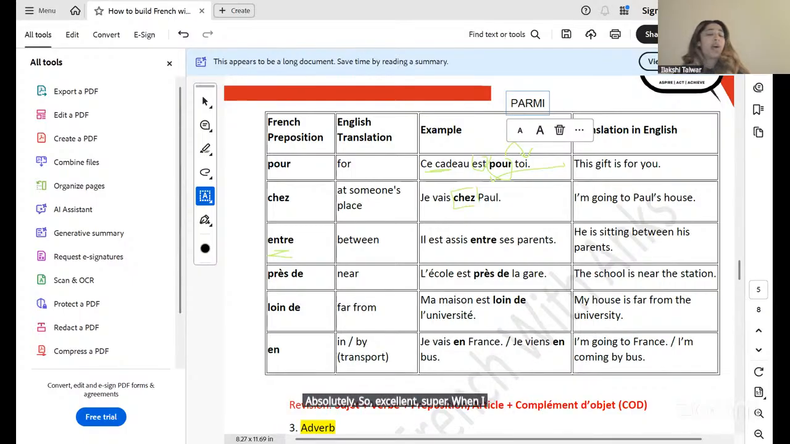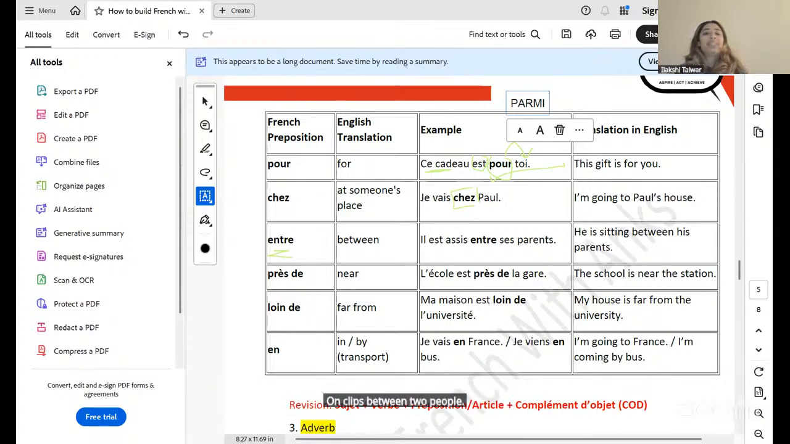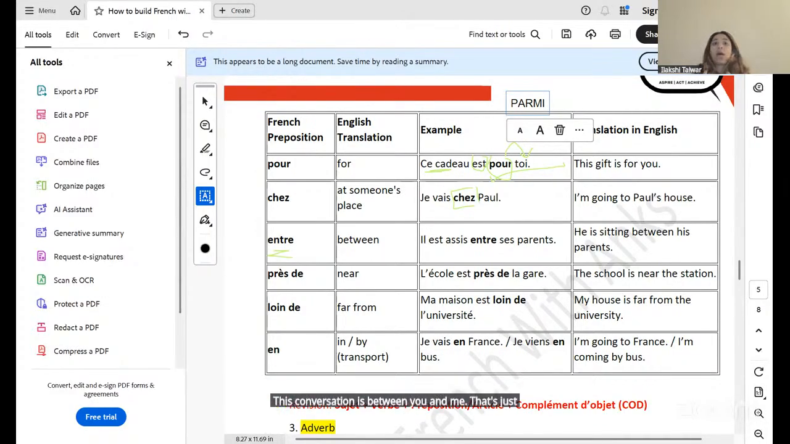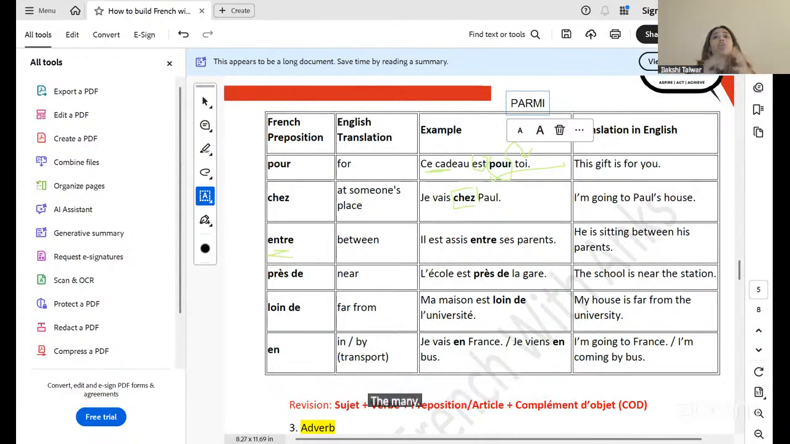And I was absolutely bang on in terms of explanation also. Entre is between two people. For example, I say cette conversation est entre toi et moi. This conversation is between you and me. That's just the two of us. But if it's a conversation, if it's something, the two elements, there are many. When you're talking about a group or many things or many people, that is parmi. So let's say I say, and everybody listen to me, okay?